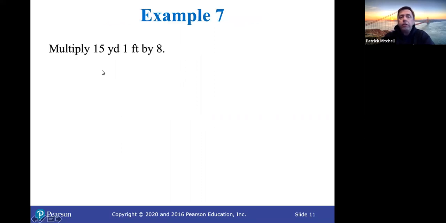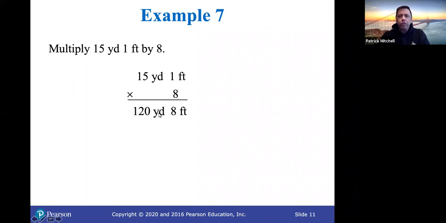Of course, you can multiply linear measurements by numbers. So this 8 would not represent another linear measurement. It would just represent, let's say I had 8 pieces of rope that were all this long. This would tell me the total length of all of that rope. So we're going to take our 15 yards, 1 foot, multiply by 8. Just multiply each part of the measurement by 8.